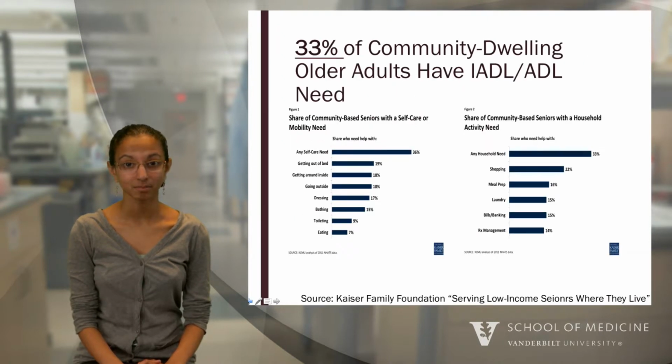Importantly, even if a patient lives independently in the community, this does not mean that they aren't struggling with activities of daily living, which could be easily addressed by available community resources. In this study, 33% of community-dwelling older adults identified a self-care or household activity need.